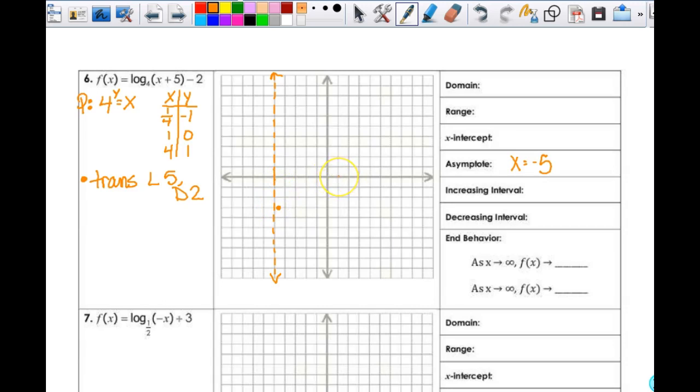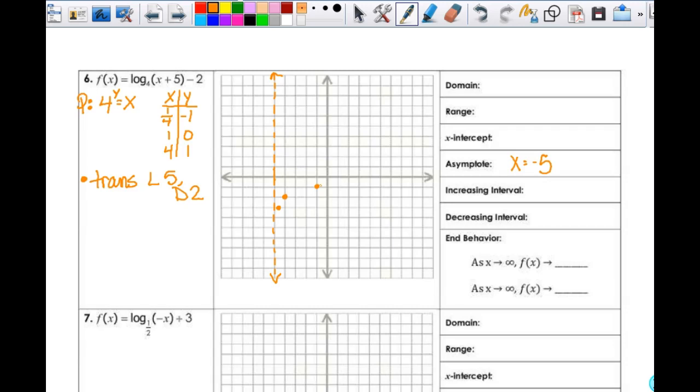I start at 1, 0. I go to the left 5 and down 2. Go to 4, 1. Go to the left 5 and down 2. Okay, so now what's missing? My X intercept. I didn't just happen to end up on it like I did on some of the other ones. So I have to go find it.